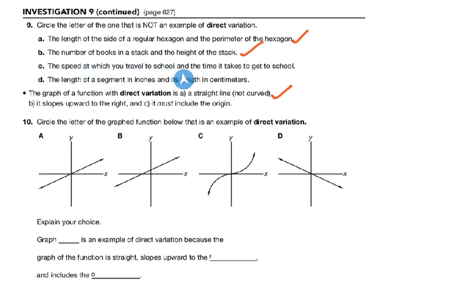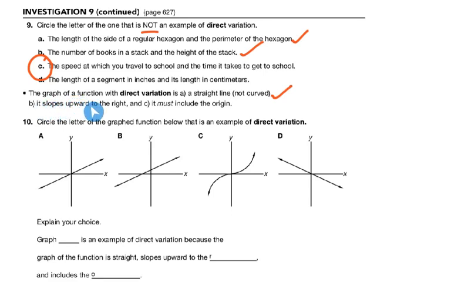Speed at which you travel to school and the time it takes you to get to school. Well, if you're traveling fast, then usually your time is going to decrease, right? If you're going faster, then it's going to take you less time to get to school. If you're traveling slow, then it's going to take more time to get there. So the speed at which you travel to school is not a direct variation because as one is increasing, the other is decreasing. So this would be your answer. C is not our direct variation. So then let's move on.